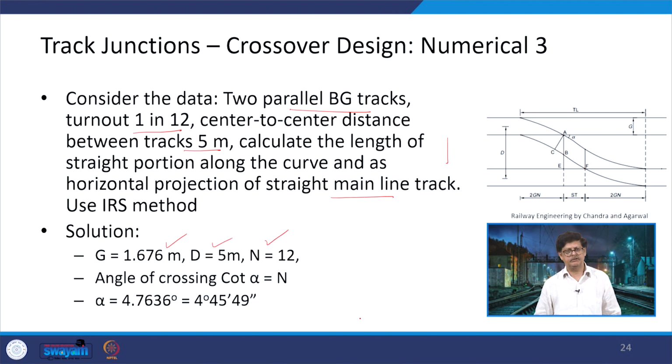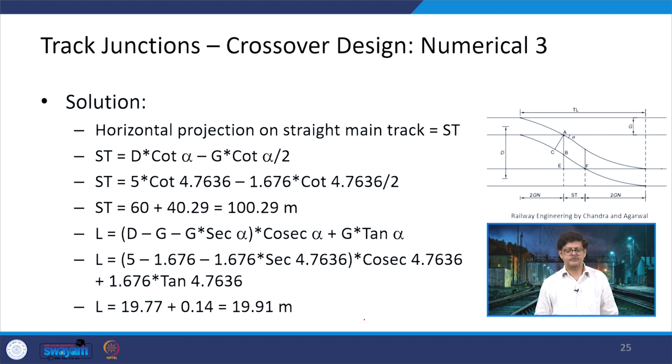So, N is equal to cot alpha, that is the formula which we are considering, and we get a value of alpha here. So, once we have got the value of alpha, then we can put these values into the equations which we have, say ST is D cot alpha minus G cot alpha by 2. So, this is 5, this is the angle we have calculated, G is 1.676. So, what we get is 100.29 meters. Similarly, the lead is D minus G sec alpha into cosec alpha plus G tan alpha. So, we are again placing the values here. Here again G and alpha, so we get 19.91 meters.